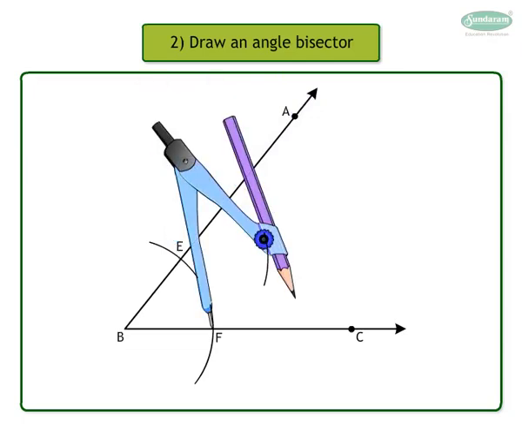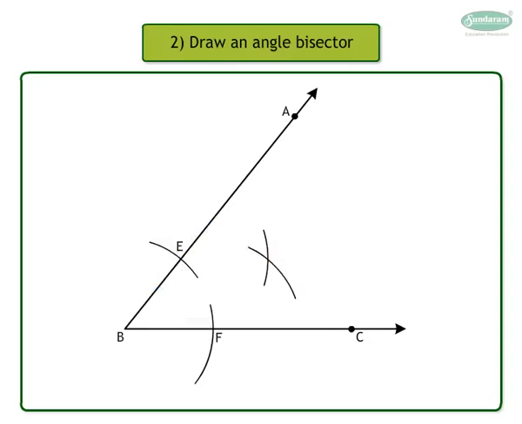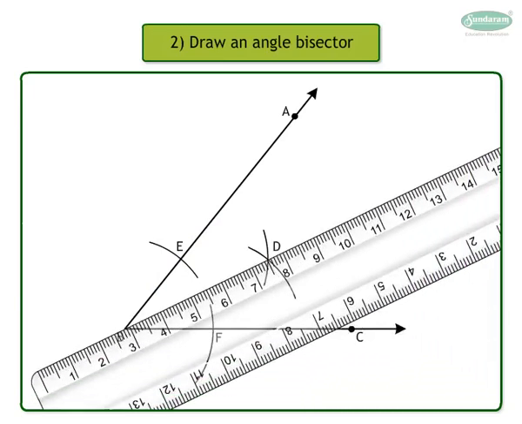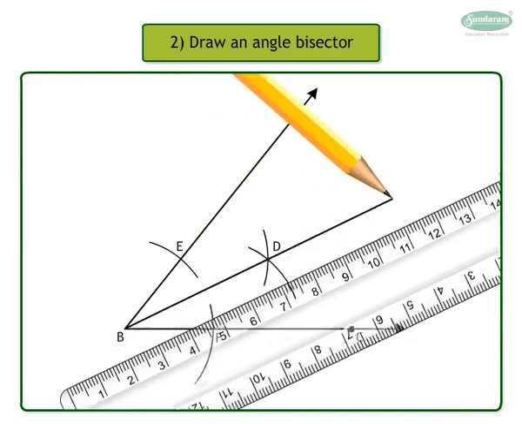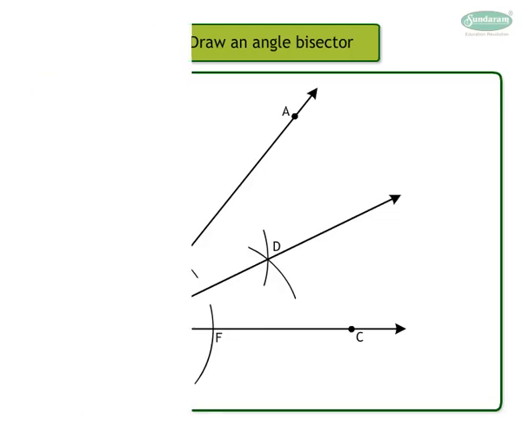Now take F as center and with same radius, draw an arc intersecting the previous arc in the interior of angle ABC. Name this point of intersection of arc as D. Now draw ray BD. Ray BD bisects angle ABC. That is, we can see that measure angle ABD is equal to measure angle CBD.